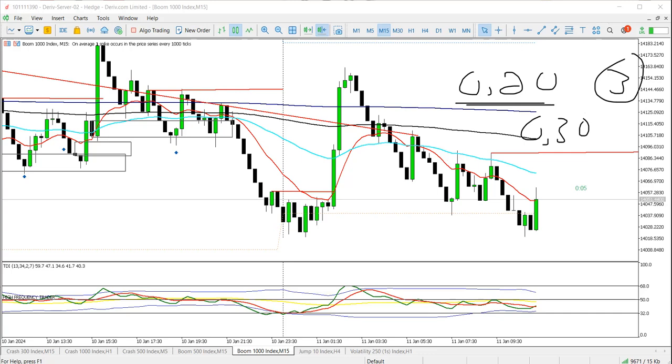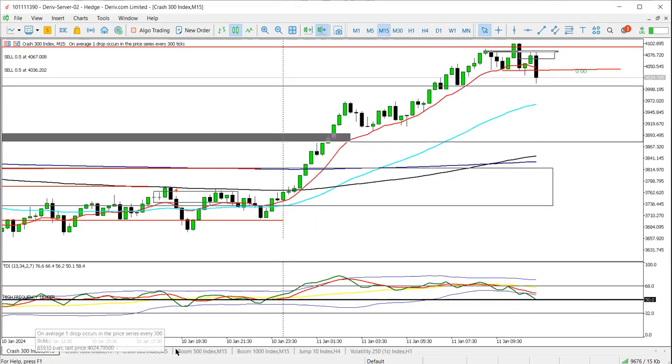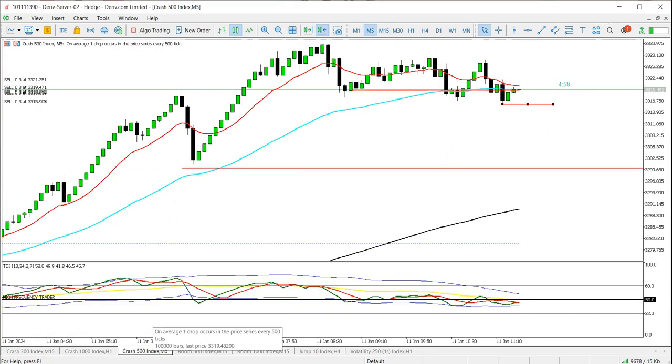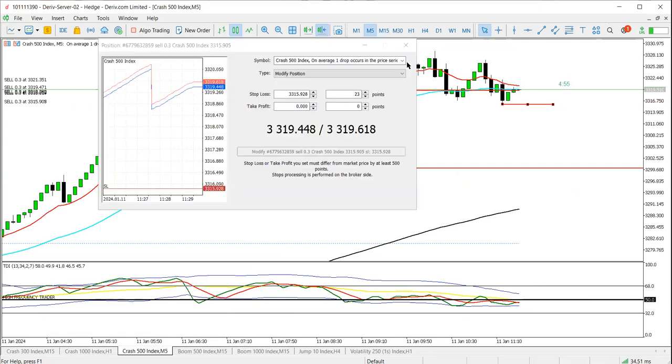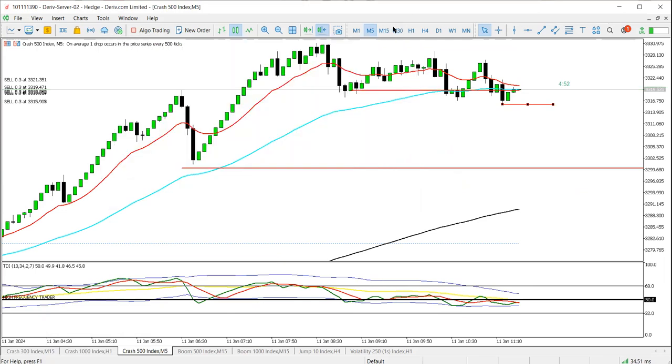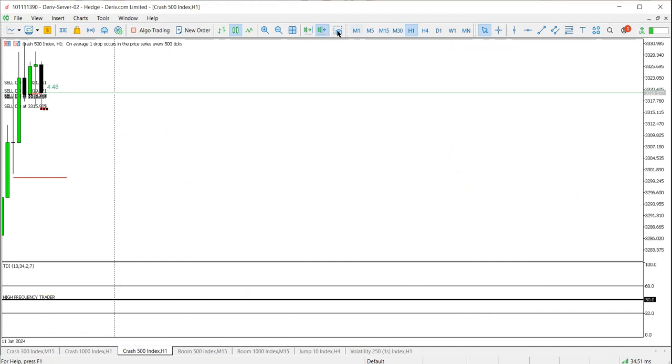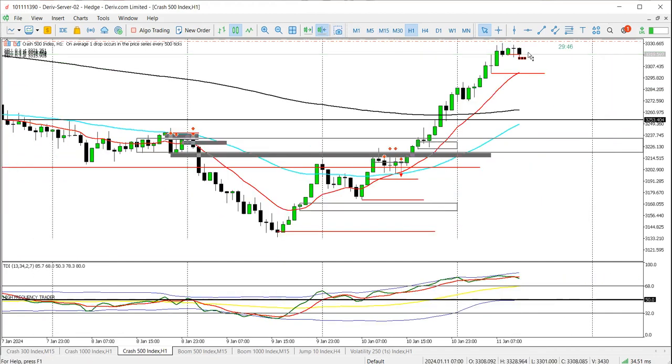So that's my views for today. We'll see. I hope this one doesn't disappoint me. I'm trying to pay more attention to C500 because it's been on a bit of a strong bullish move, but H1 is showing me a retracement at least. So I'm selling that retracement there.